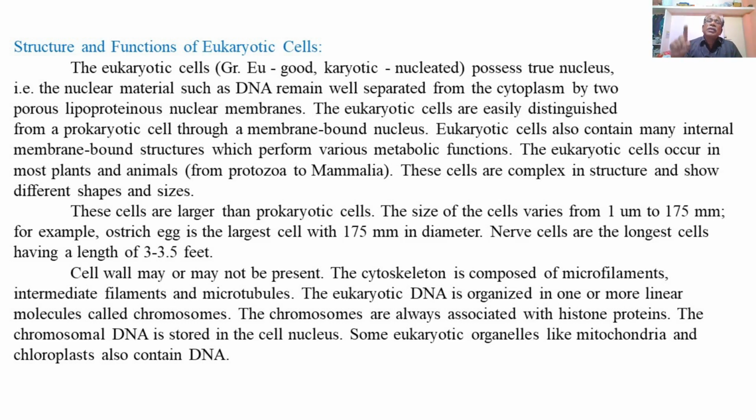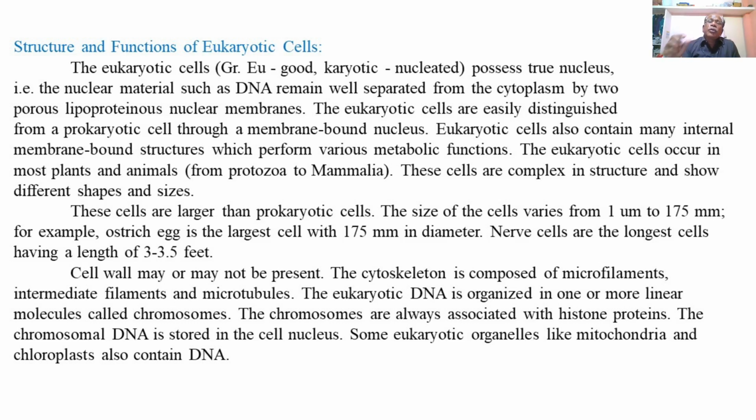But in eukaryotic cells, there is a true nucleus consisting of a definite nuclear membrane enclosing nucleoplasm or the nuclear contents, or the chromosomes in the form of DNA and associated proteins, the histone proteins or nucleoproteins, which compose the chromosomes. The eukaryotic DNA is organized in one or more linear molecules called chromosomes, or we can say there are a definite number of chromosomes.